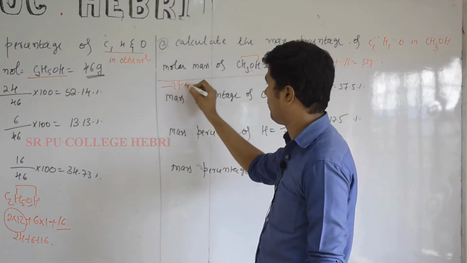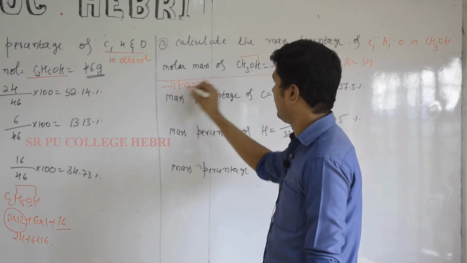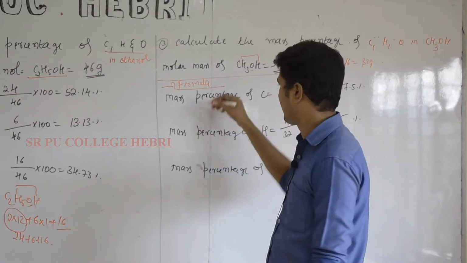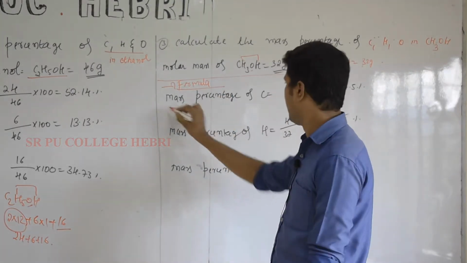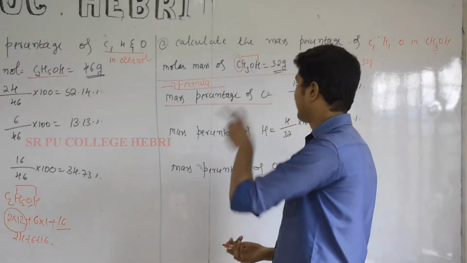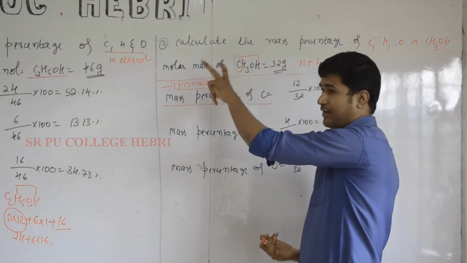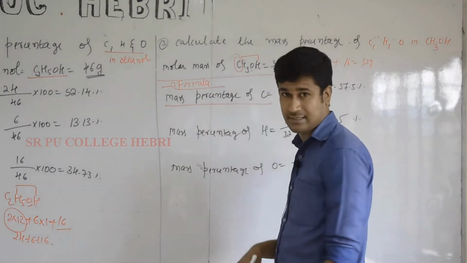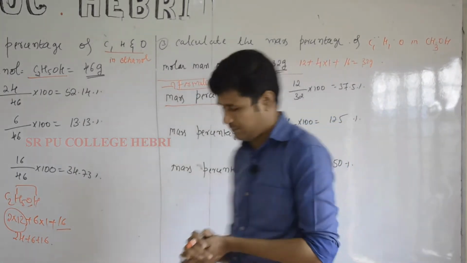First you write the formula. I have not written it here, but during the calculation, first you write the formula. After writing the formula, you do the substitution. Mass percentage of carbon, how much? How do you find the mass of carbon in the compound? 12 divided by the molar mass 32, into 100, is 37.5 percent.